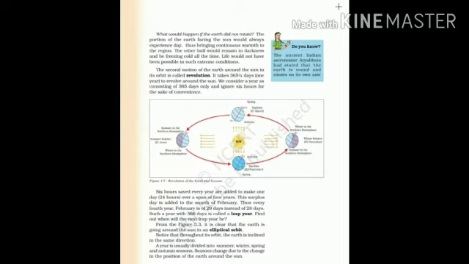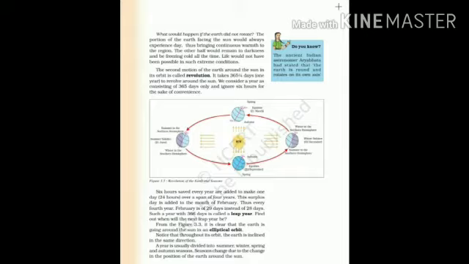Now the next thing is the revolution. Now you can see on your screens the revolution of the Earth. A diagram is given showing the revolution of the Earth. What would happen if the Earth does not rotate? The portion of the Earth facing the Sun would always experience day, and thus bring warm conditions to the region.